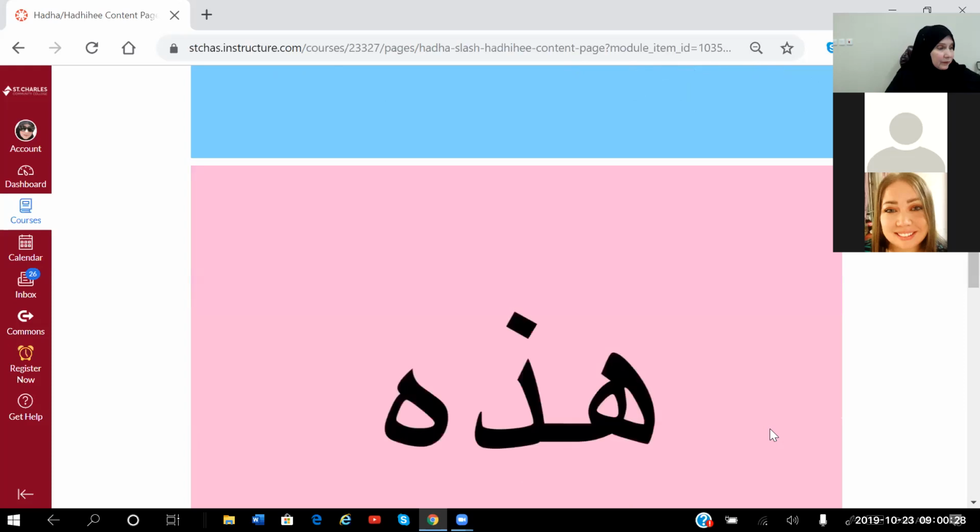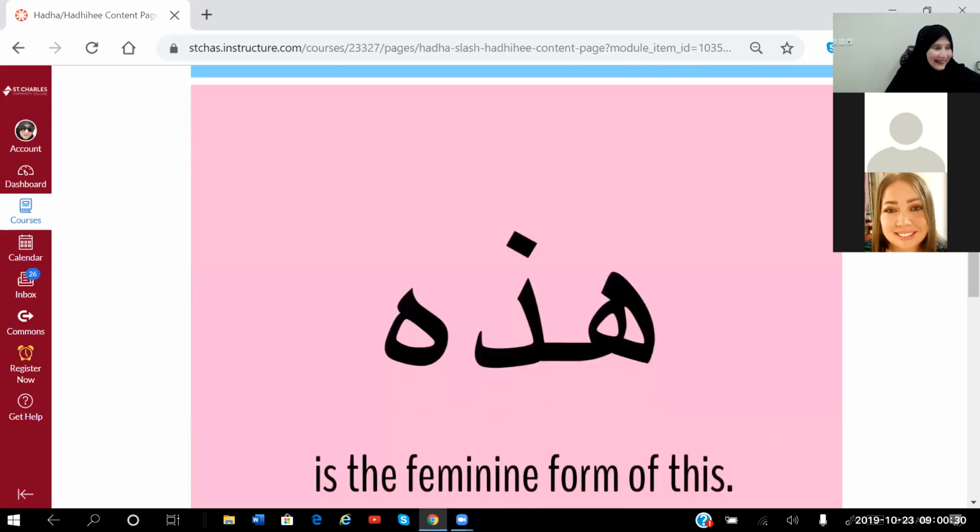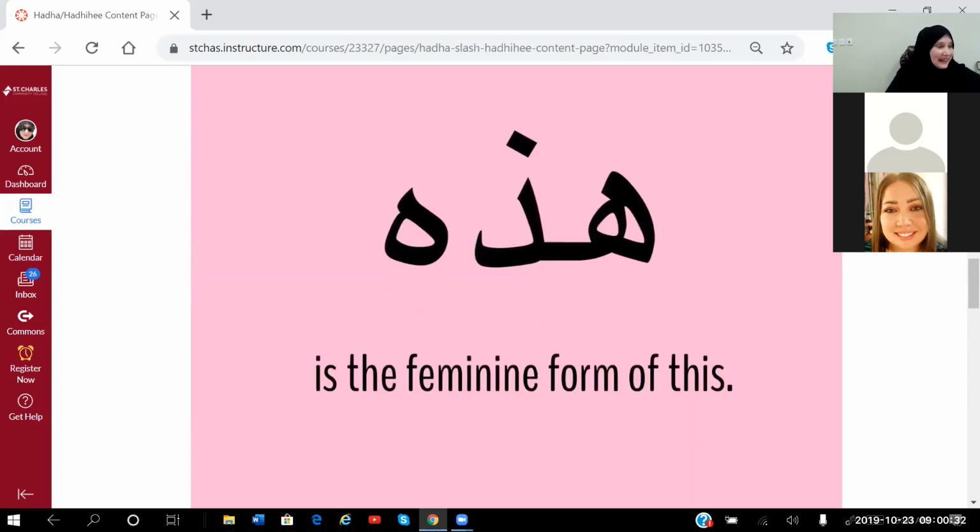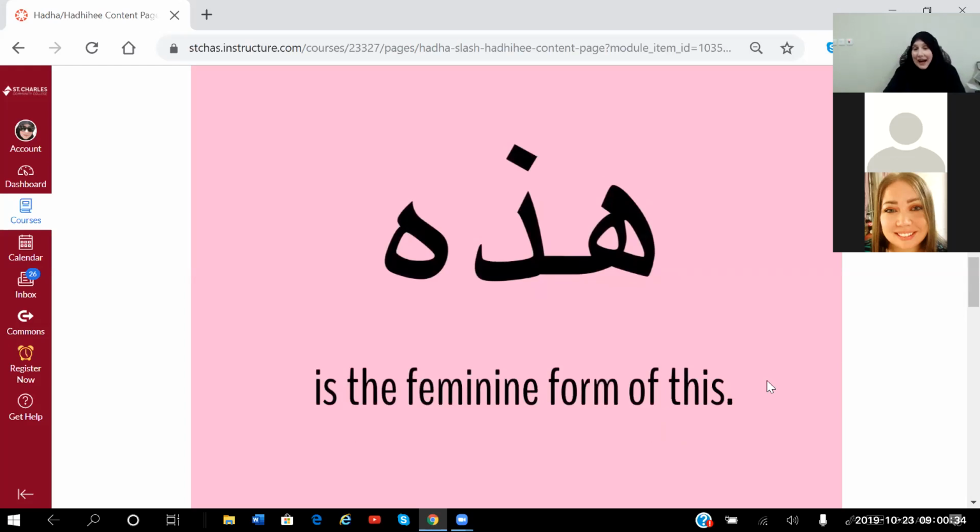That makes sense. In English, it's like saying "this the book." Yeah, exactly. Okay, so we saw hada, now we see hadihi. Hadihi also means this, okay? So it's the feminine form.